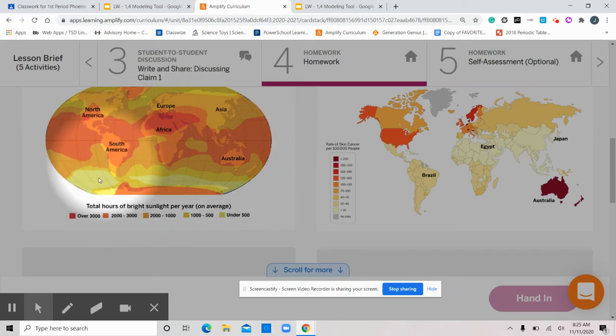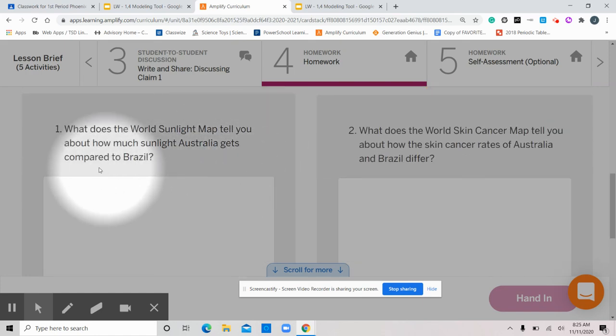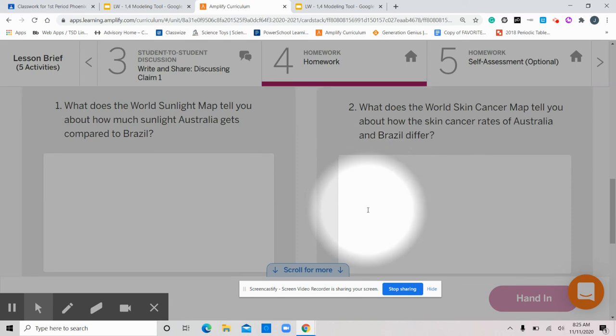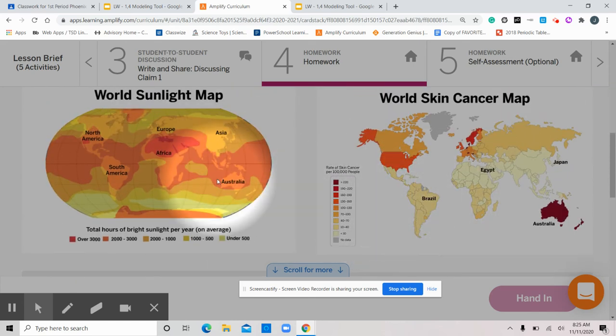So we're looking up here. We're comparing Brazil, which is in South America, to Australia, and we're answering this question. What does the world sunlight map tell you about how much sunlight Australia gets compared to Brazil? Then answer this question. What does the world skin map tell you about how the skin cancer rates of Australia and Brazil differ?